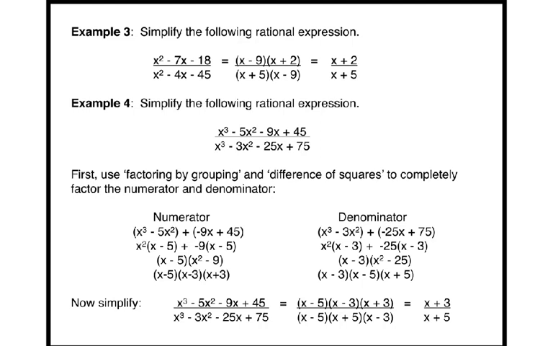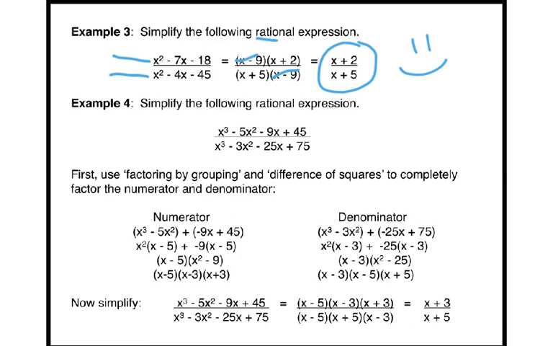Here's another example. Simplify the following rational expression. Remember, rational just means ratio, which means fraction. So the numerator, x squared minus 7x minus 18, can be factored as x minus 9 times x plus 2. The denominator, x squared minus 4x minus 45, can be factored as x plus 5 times x minus 9. Since both the top and the bottom have an x minus 9, I can cancel them, leaving behind the x plus 2 over x minus 5. This expression is simplified.